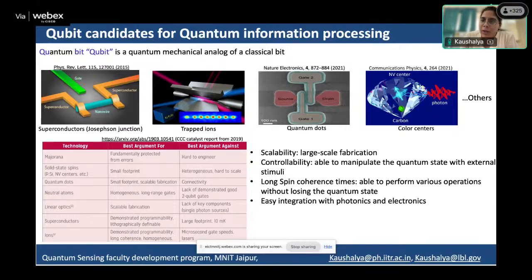You should be able to manipulate the quantum states with external stimuli. At the same time, you need to make sure that the quantum state is not simply getting changed by unwanted or unintentional stimuli, which might also always be there. And this is what also leads to noise, which we still need to work on. And the other aspect is the long spin coherence times. Again, it's related to the noise.